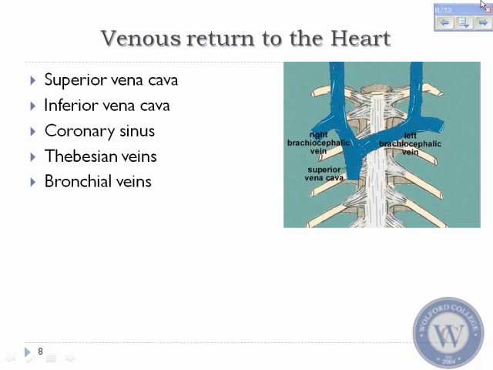The reason this is important for you to understand is that all the IVs that you put in somebody's arms are coming from the arm veins, going back into the subclavian veins, which then come back into the superior vena cava. Now, I'll give you a clinical example of something like this.